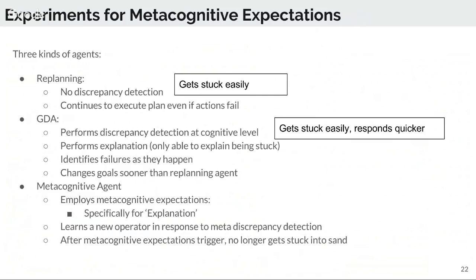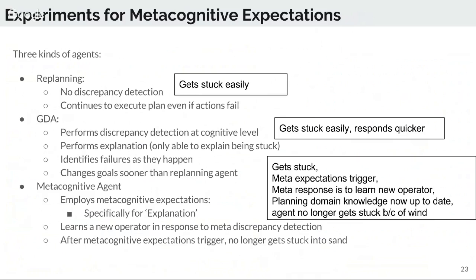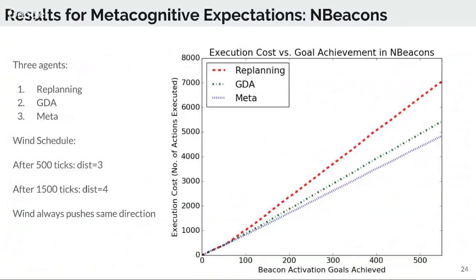So essentially what happens is the meta expectation for explanation gets triggered, because the agent gets blown and can't generate an explanation for why it's been shifted. It only knows that it's stuck. And so it's able to update its domain knowledge because this metacognition triggers.